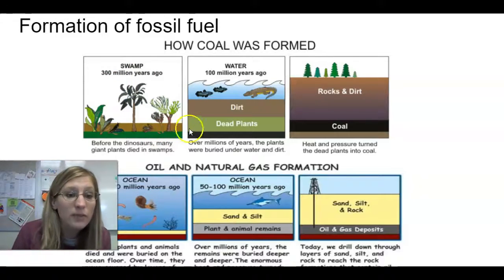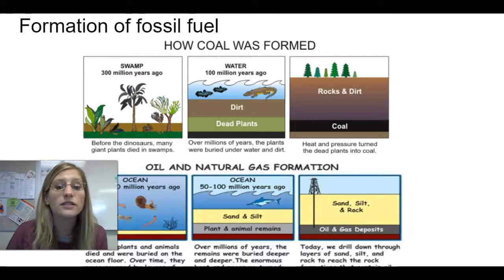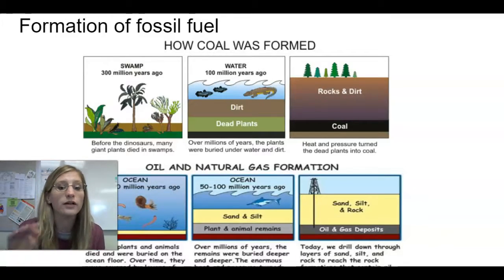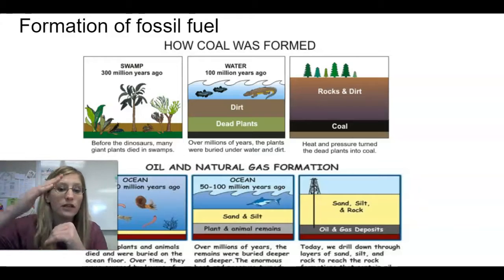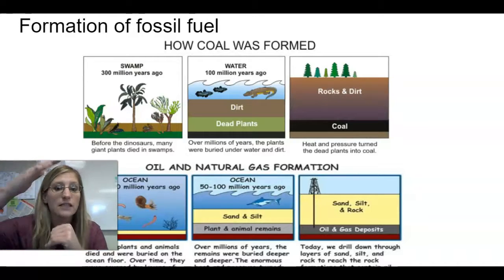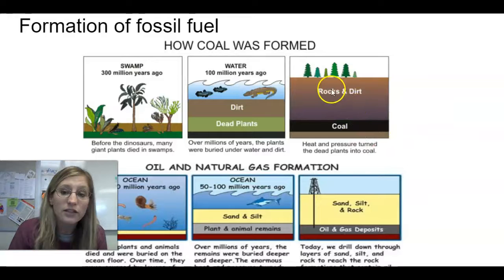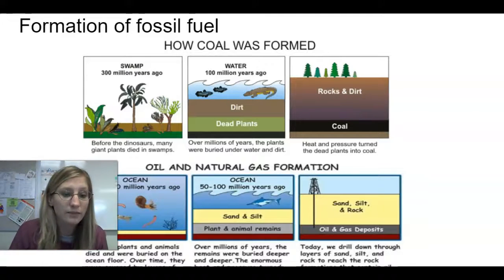All these plants are called organic matter. Then over 100 million years, the plants were buried under the water and the dirt, and they started getting heat and pressure pushing down on those dead plants and that dirt. Then the heat and pressure turned those dead plants into coal. So that's what happened right here: the dirt and the rocks, with a lot of heat and pressure pushing down, turned those dead plants into coal.